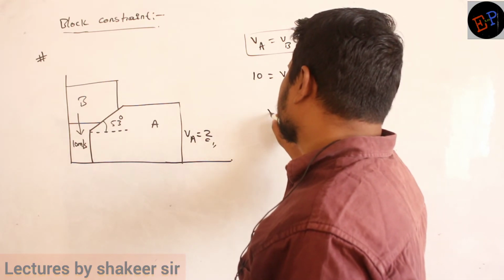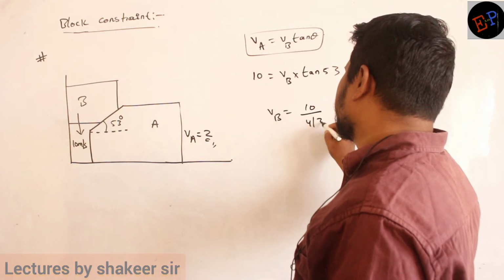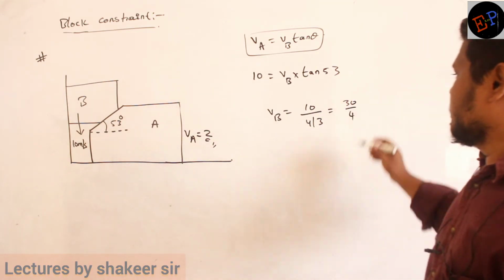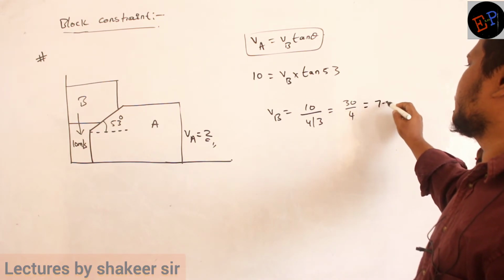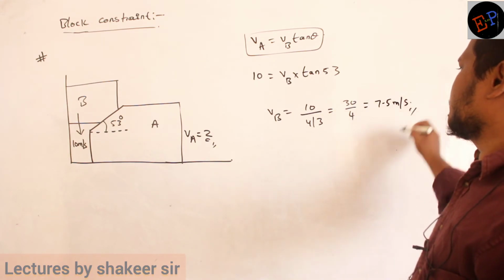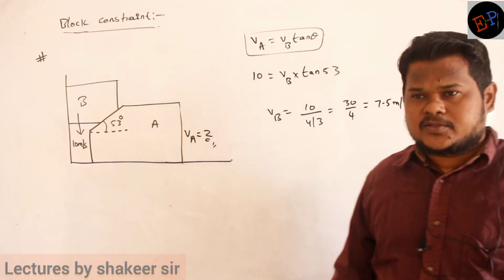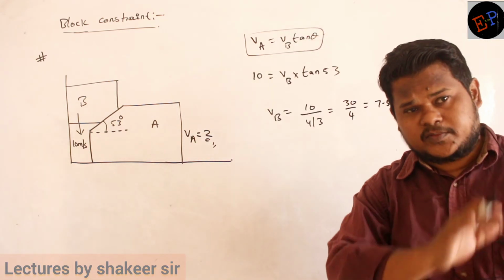Clear? So therefore, VB is equal to 10 divided by tan 53's value, which is 4/3. So therefore, it is 30 by 4. Okay. So 30 by 4 means 15 by 2. So 7.5 meter per second. That is our answer. Okay. So in the formula, you should not be confused. VA means the block which is coming downwards.